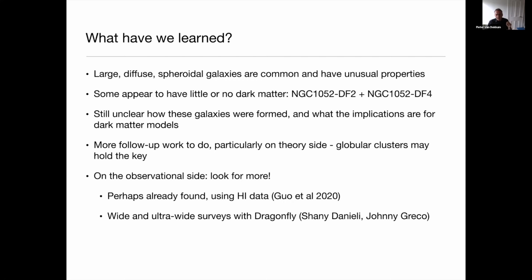And also specifically for these galaxies without dark matter, I should point out Guo et al. 2020. They used HI data and found the same thing, that many galaxies have far too low velocity dispersions or rotation velocities than expected from normal dark matter. That needs follow-up work, with VLA and other things. But I just want to point out that this may be a whole population that we're just starting to see.